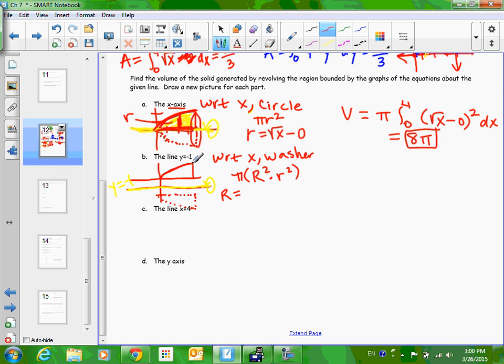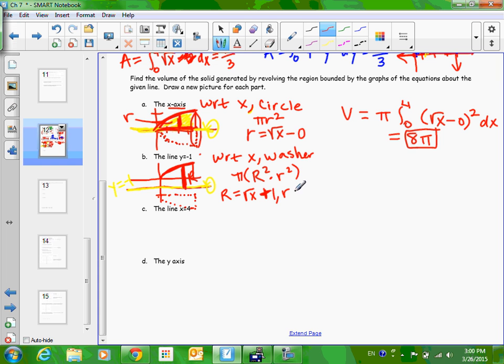Big R is going to be the top, all the way down to your line of rotation. That's your big R. So in this case, it's square root of x minus, not 0, this is at -1. What is minus -1 the same as? Plus 1. So feel free to go ahead and change that to a plus.